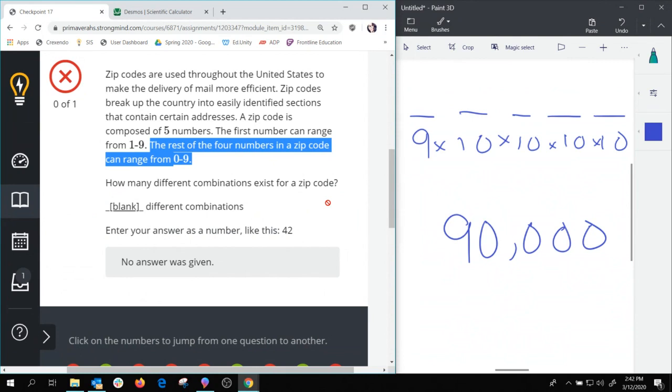The same type of concept with cell phone numbers. There's tons of them.